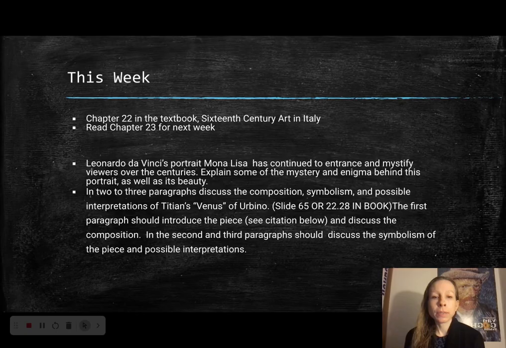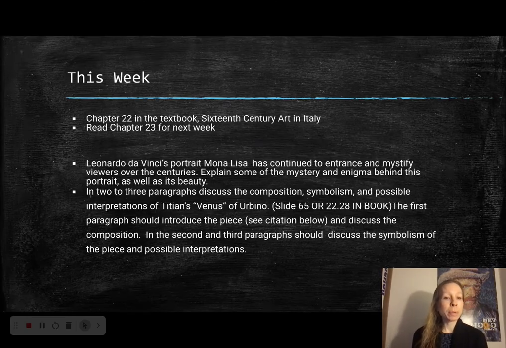Leonardo da Vinci's portrait, the Mona Lisa, continues to entrance and mystify viewers over the centuries. So explain some of the mystery and enigma behind the portrait, as well as its beauty. Bring in your own experiences, your own opinions, your own thoughts. I really love to read about those.